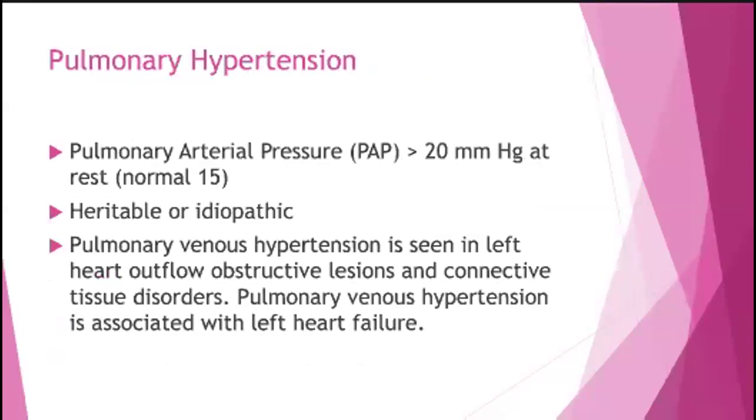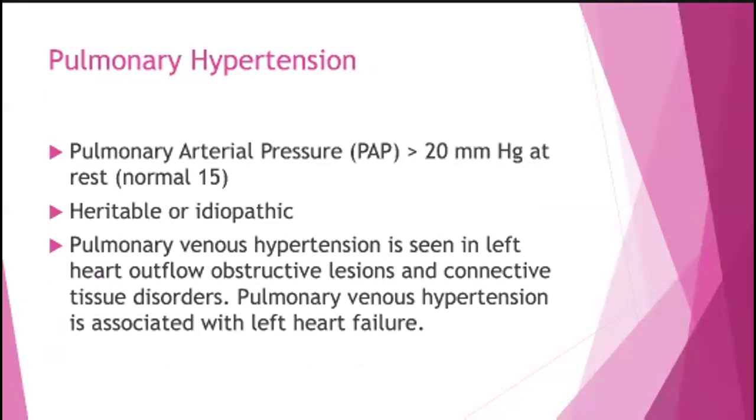Pulmonary hypertension. Pulmonary hypertension is an abnormally high blood pressure in the blood vessels of the lungs. Specifically, pulmonary artery hypertension, PAH, is diagnosed when the mean pulmonary arterial pressure is greater than 20, and normal is about 15. PAH increases strain on the right ventricle, eventually leading to right-sided heart failure.